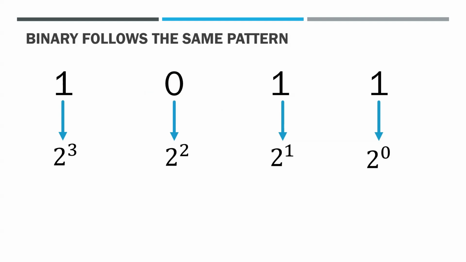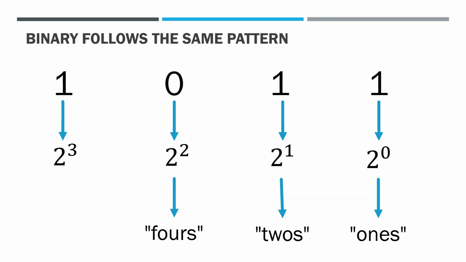Now, sorry, we'll go from the other end. 2 to the 0 is 1, right? Anything to the 0 power is 1. 2 to the first is 2. So that's not the tens place anymore. That's the twos place. And the fours place. And the eights place. And so on, right? So instead of being multiplied by 10 as you move from right to left, we're doubling. We're multiplying by 2 each time in base 2. Ones, twos, fours, eights, 16s, 32s, 64s, and so on.